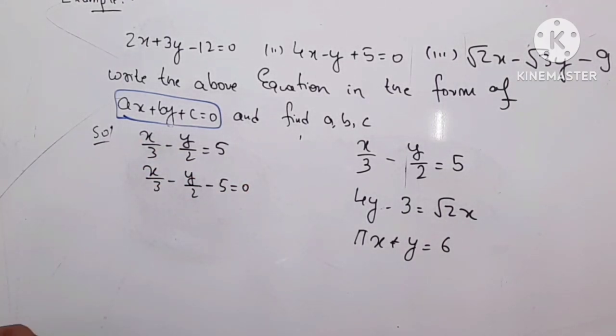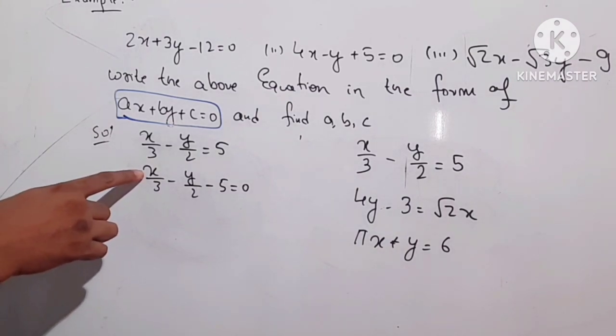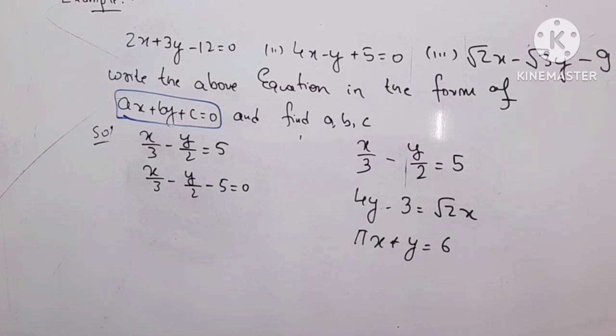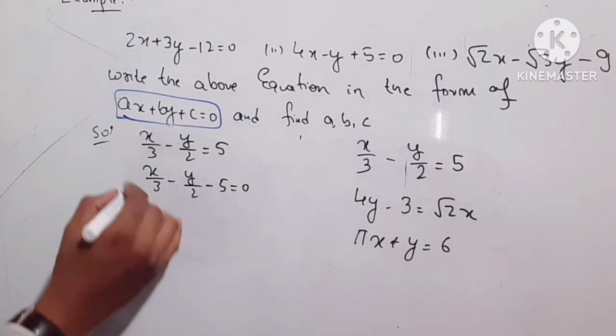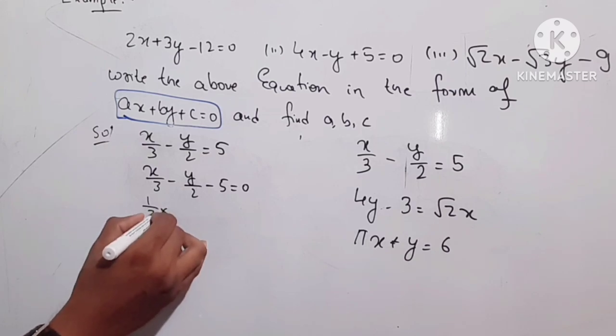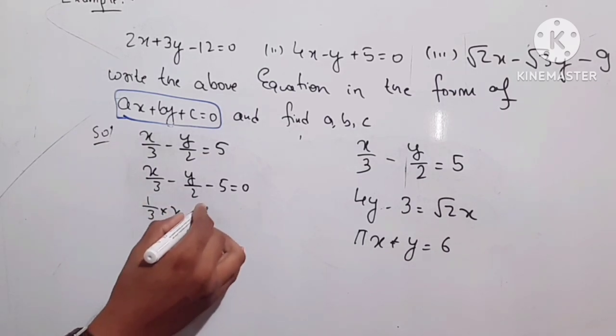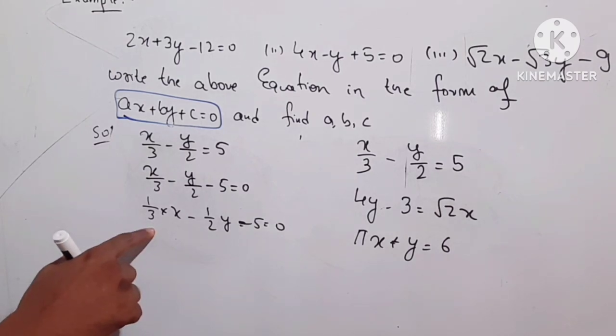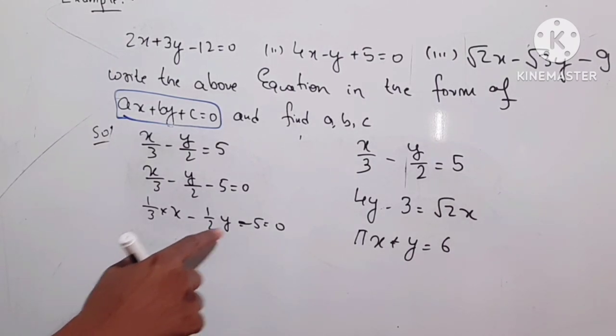After that, sir, we'll get the value. Leaving x, what are the values you have? A value. Okay, so wait. So 2 methods are there. Can I write this one like this? 1 by 3 into x. For this one, yes, sir. Minus 1 by 2 into y. Yes, sir. Minus 5 equal to 0. So a value is how much? 1 by 3, b value is minus 1 by 2, c value is minus 5.